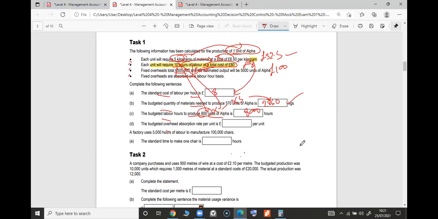Next one, budgeted overhead absorption rate per unit. Let me read it. Budgeted overhead absorption rate per unit. Basically, they're asking you, I'm getting some answers from Natalia and Shazad and Maha, overhead absorption rate based on unit basis. We have done it at the top. This is the one. Based on unit, I'm erasing these things.